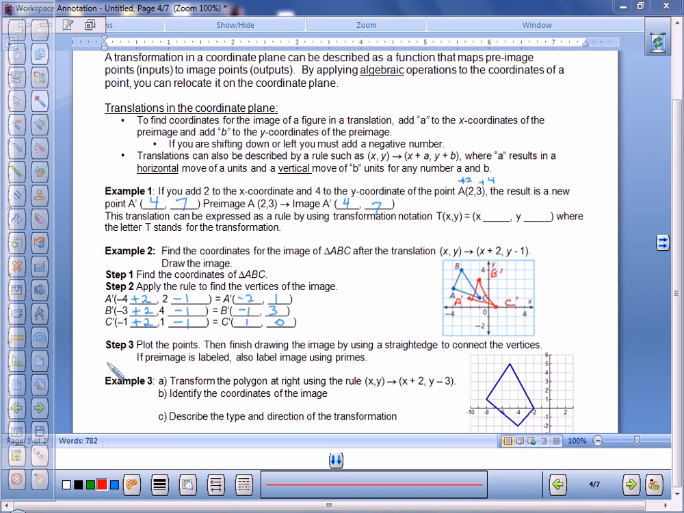Now, I would like you to try number 3. I want everybody to notice there is a new rule in number 3. It is not the same rule. It's a different rule. So go ahead and try number 3 with this image here. You try, and we'll go over it in a second.